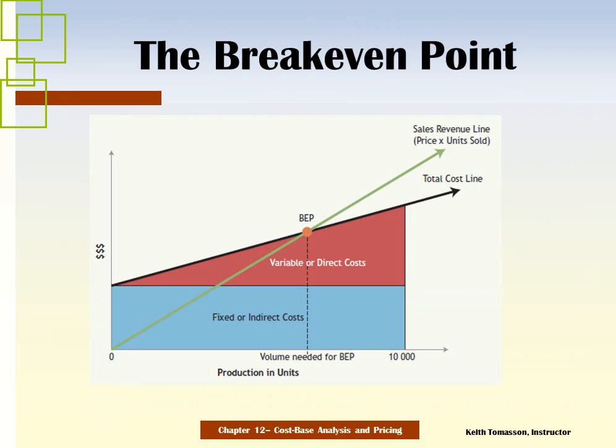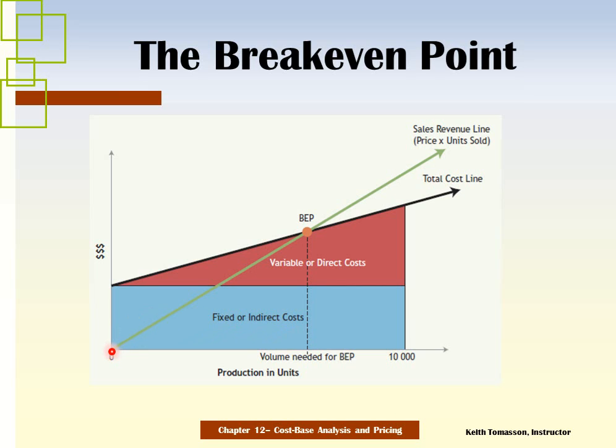So if we want to take a look at a graphical example of our break-even point, this is a continuation of the previous slide. So these are our fixed costs and these are our variable costs. And this is the line that represents our total costs, both variable and fixed, in the organization. This green line represents our sales revenue. So it's really the price that we're charging per unit times the number of units sold.